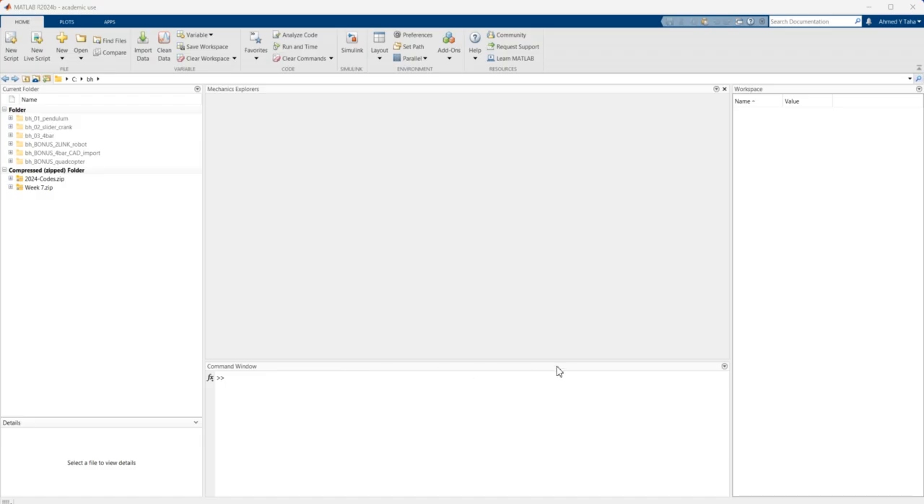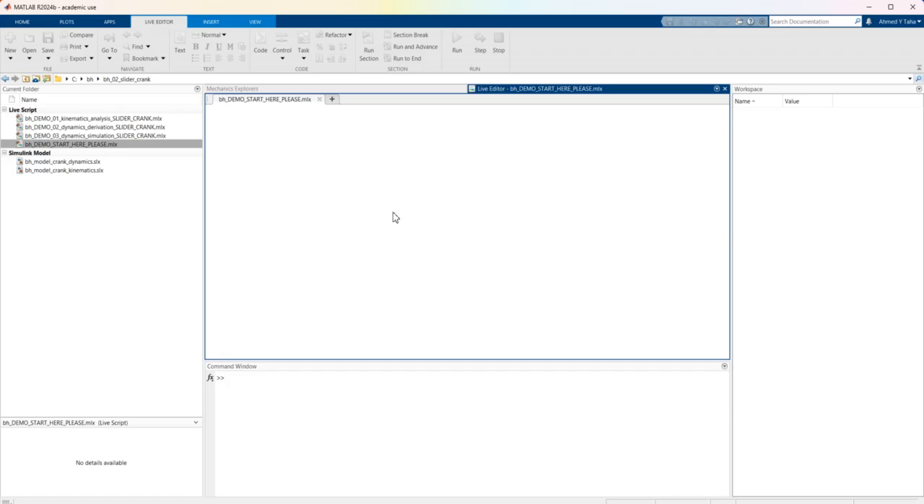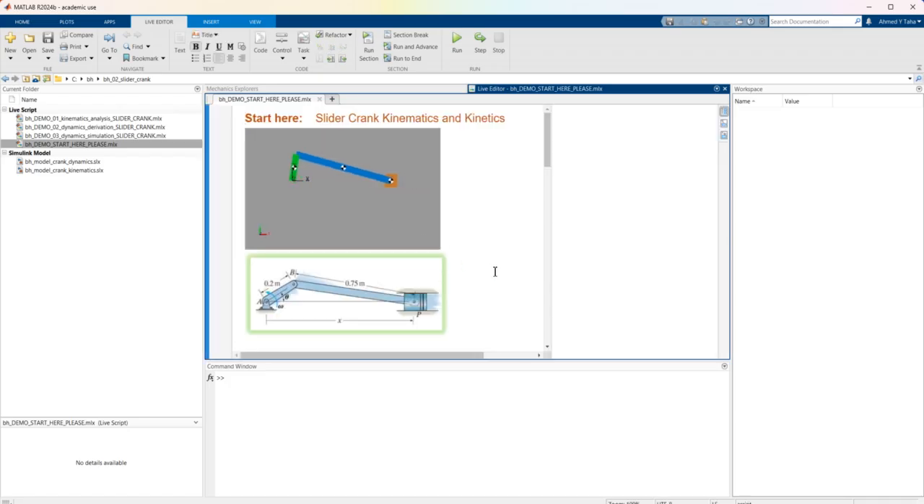Okay, so let's start with the second scenario, which is going to be about the slider crank. The same way, we're going to just go to here, double click on that. You will find the things already been available for us. We go to the start here, right click and open, and we're going to get the code open. So that's the crank we're going to work on.